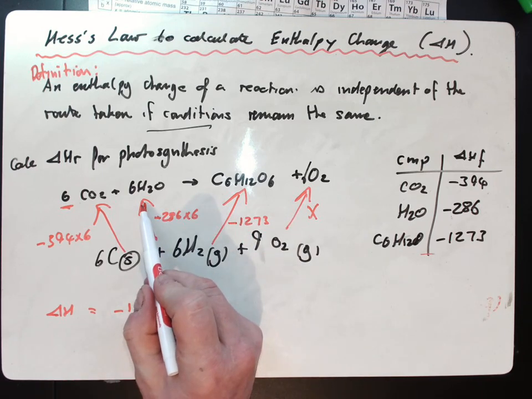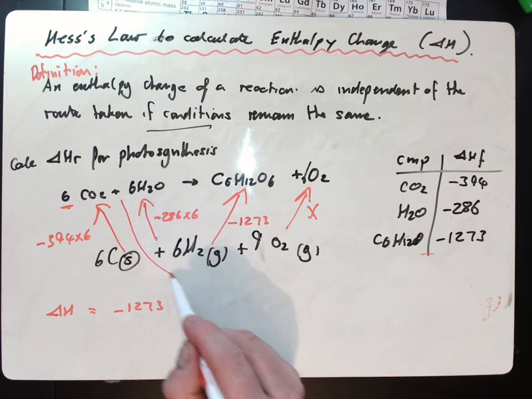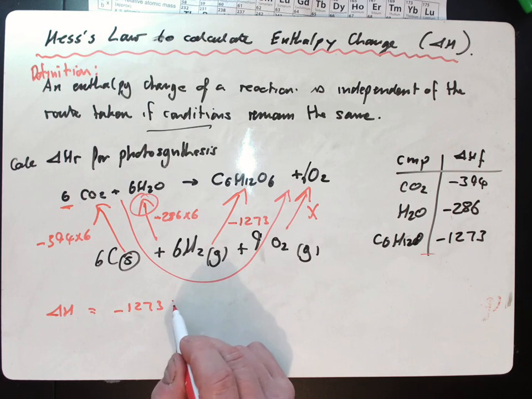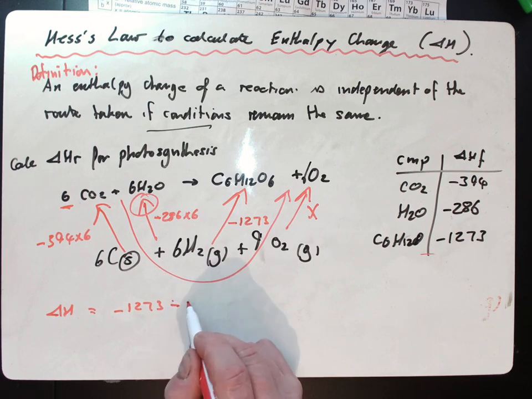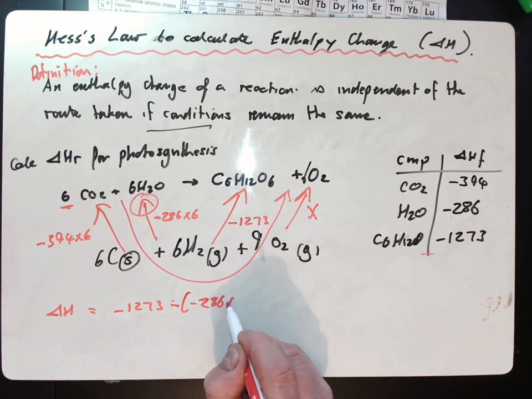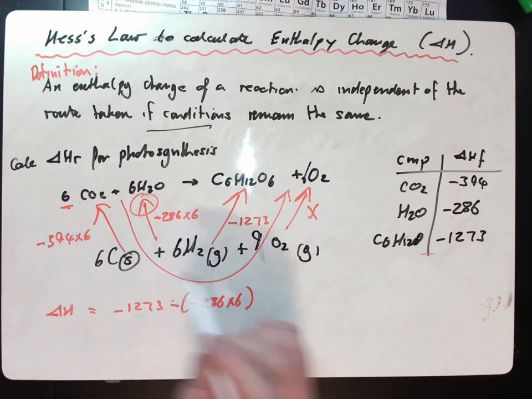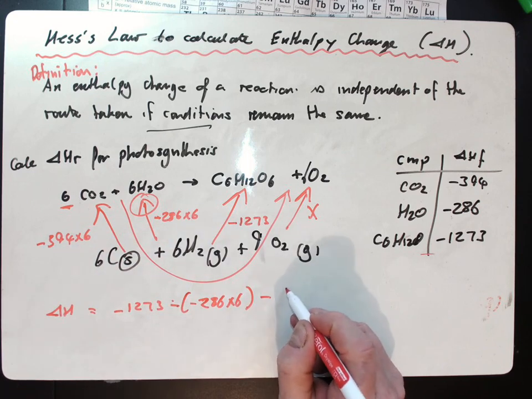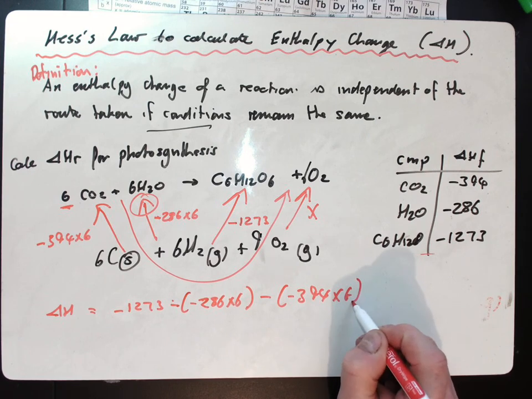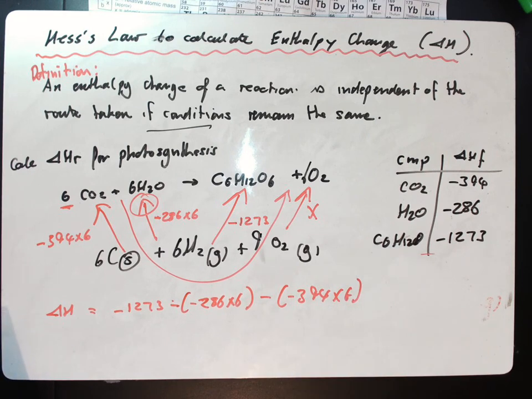So our delta H for photosynthesis is minus 1273. Okay, this is going against us. We want to go from here to there, so that arrow is going against us, so we take that away. So that is minus 286 times our 6, and then the same here. That is, take that away. So that is minus 394 multiplied by our 6, so we'll just plug those into my calculator here.